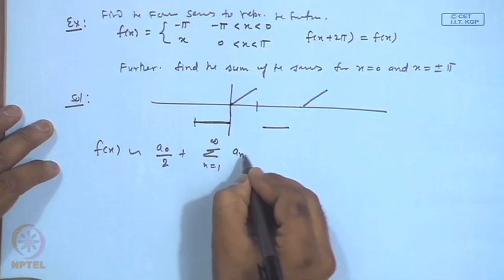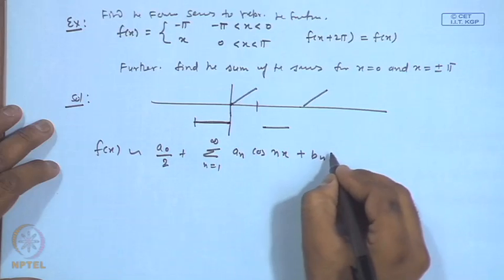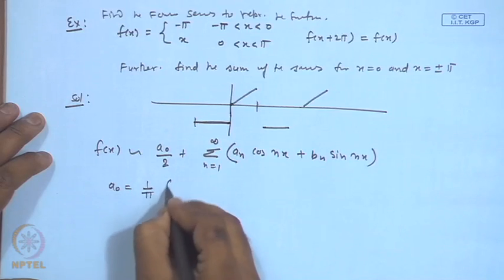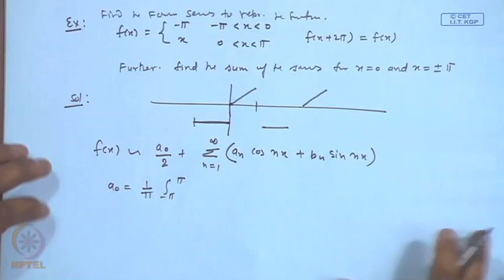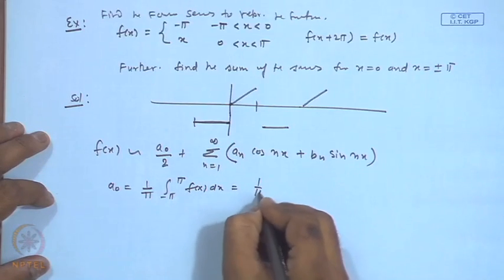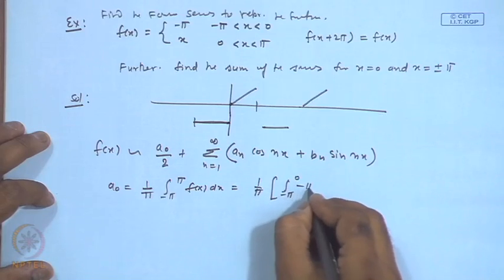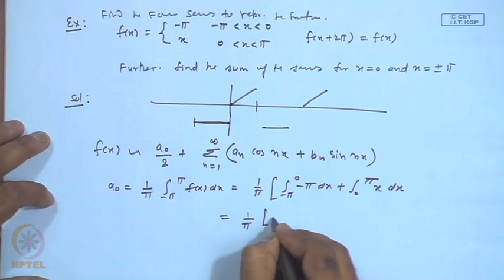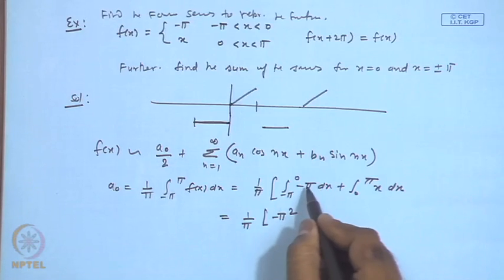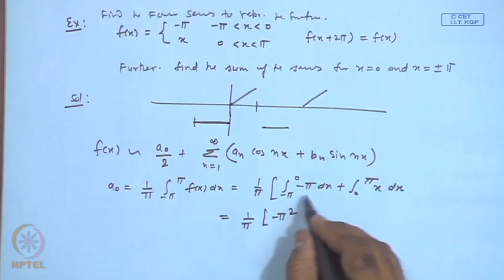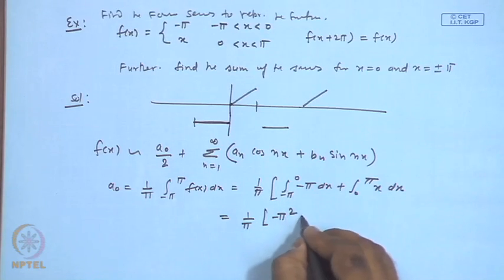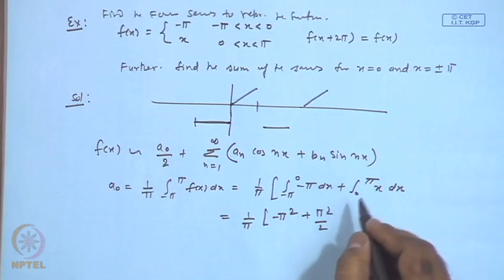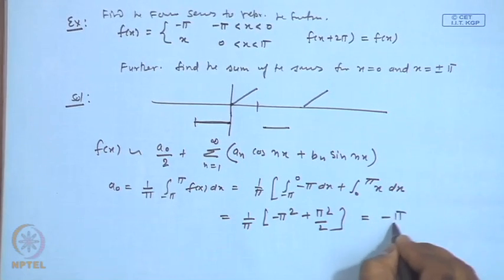So, this is the Fourier series, a n cos n x plus b n sin n x, and we calculate this a 0 first, that is 1 over pi, integral from minus pi to pi f x dx. We can break this from minus pi to 0, where we have minus pi dx, plus 0 to pi, where we have x dx. This is 1 over pi times minus pi square, because of the minus pi, and then we have x here, so we will get plus pi square by 2. And this is nothing else but minus pi by 2.